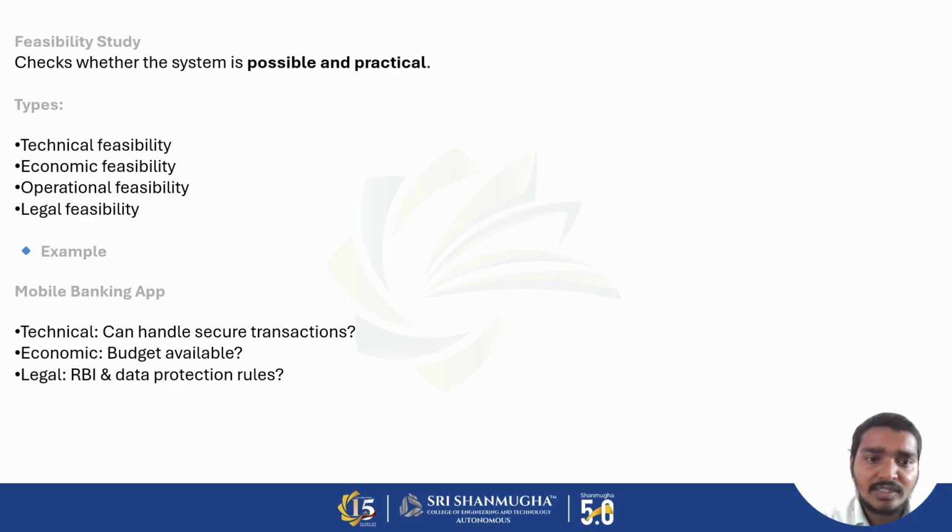So first we see about the feasibility study. It checks whether the system is possible and practical. So the types are technical feasibility, economic feasibility, operational feasibility, and legal feasibility. So for example, a mobile banking app: technical covers whether it can handle secure transactions, economic covers whether the budget is available, and legal covers RBI and data protection rules. Google Pay and PhonePe applications follow this kind of method in online transaction models.